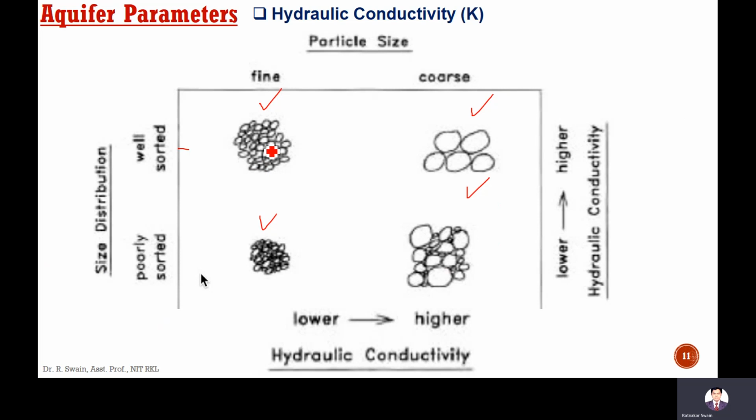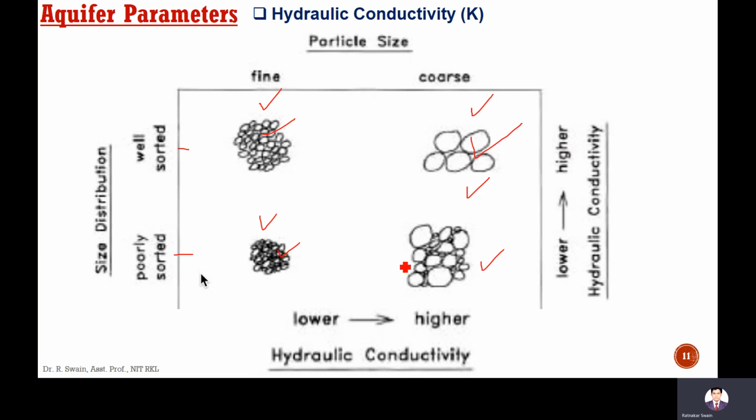That is called uniformly graded soil. Poorly sorted means smaller and larger particles are mixed up, and that is called well graded. So this is well graded, and this is uniformly graded, or well sorted. In this well sorted case, there will be more gaps because there are no smaller materials to fill them, so there will be more porosity and more hydraulic conductivity.